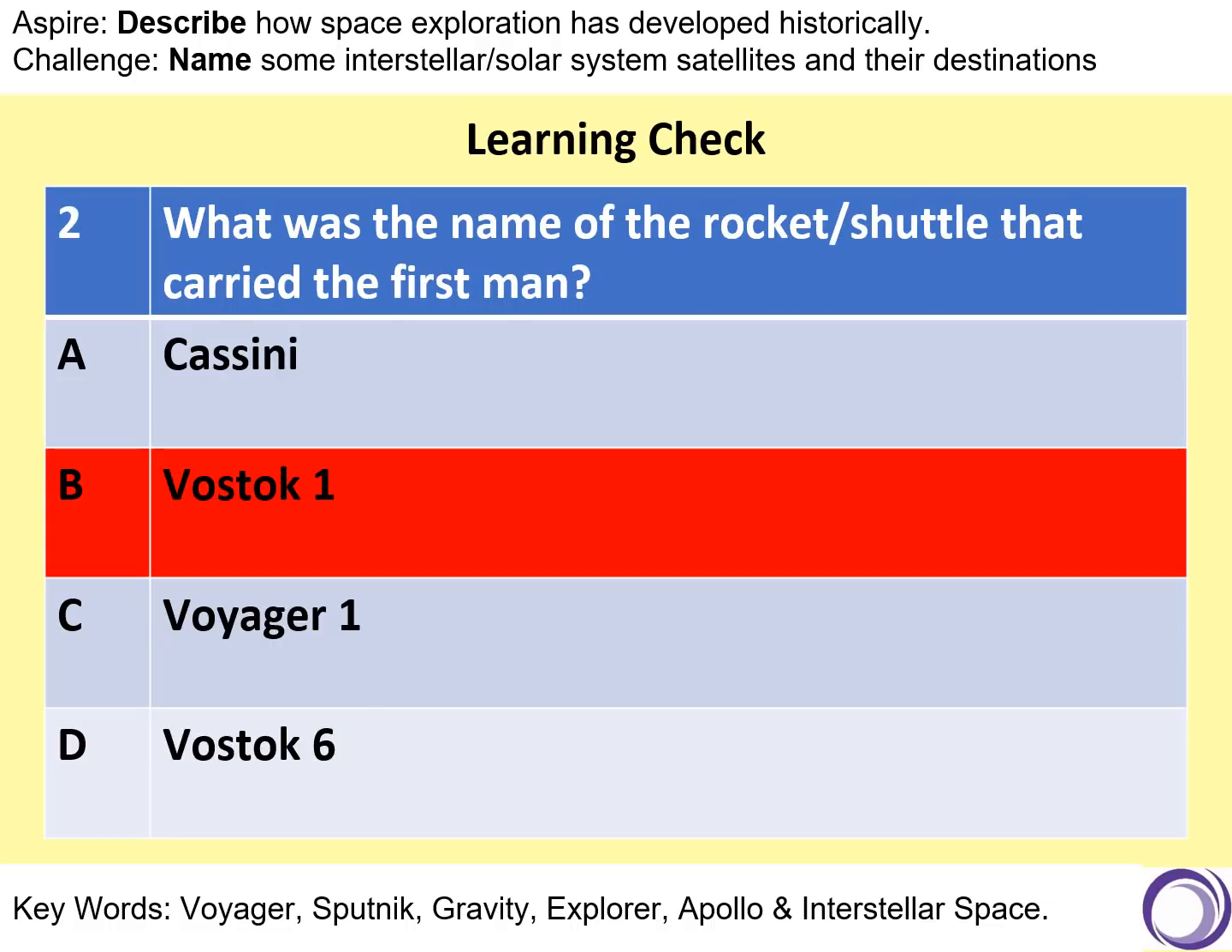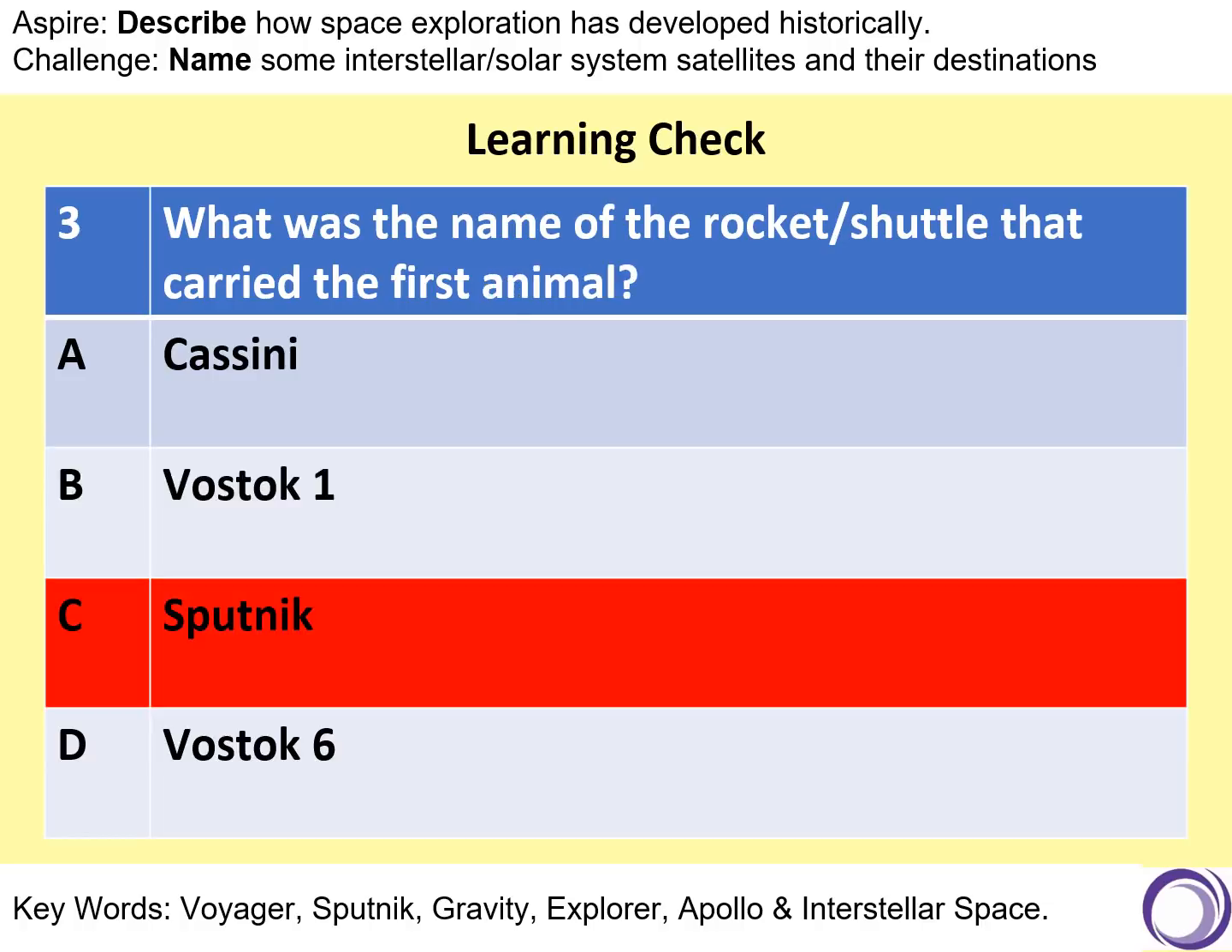Number 2, what was the name of the rocket shuttle that carried the first man? It was also B, and it was Vostok 1. Question 3, what was the name of the rocket shuttle that carried the first animal? It was Sputnik. Now, correction, it was actually Sputnik 2, but considering that there was no other answer there, that's the real answer. So yes, Sputnik 2 would have been absolutely precise, and the dog's name was called Laika, as I said before.